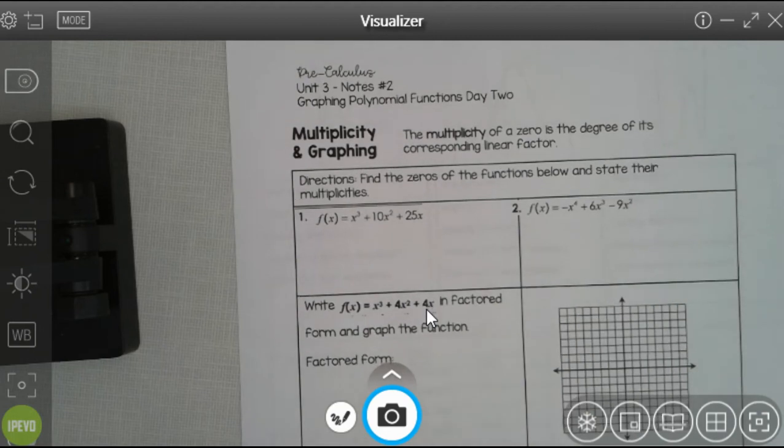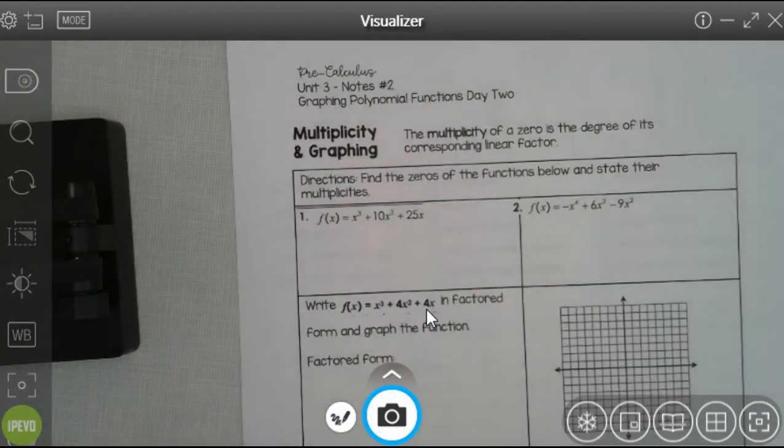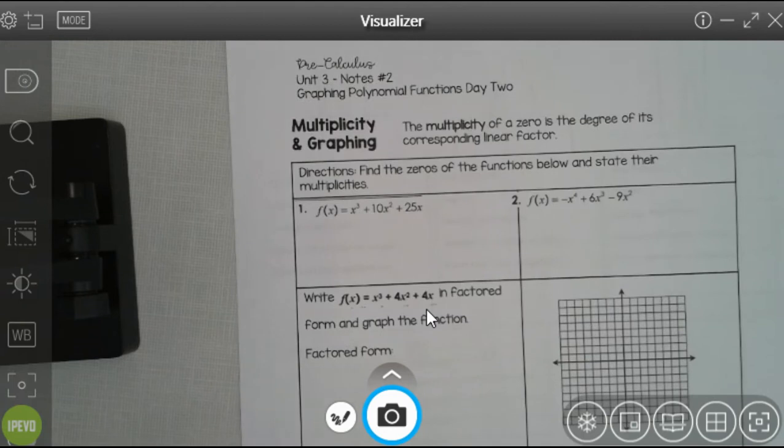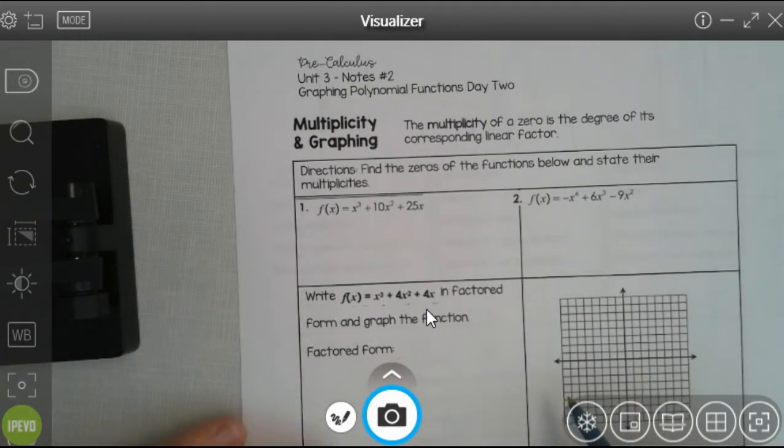All right, so today we're going to be graphing polynomials day 2. We're going to talk today about zeros and the multiplicity. The multiplicity of a zero is just the degree of its corresponding linear factor, like how many times it actually occurs in it. So first we want to find the zeros of this.